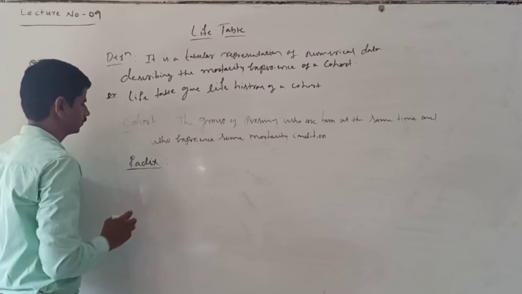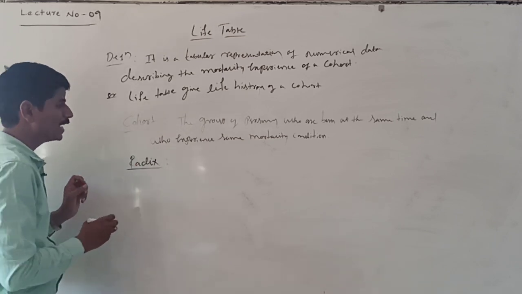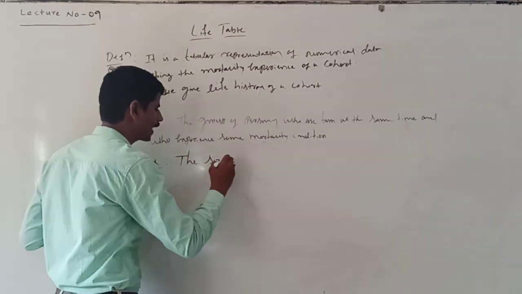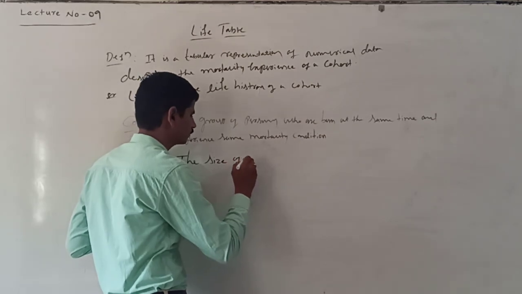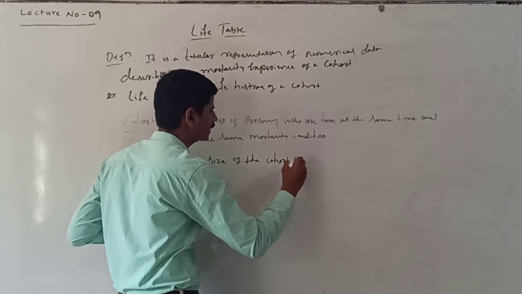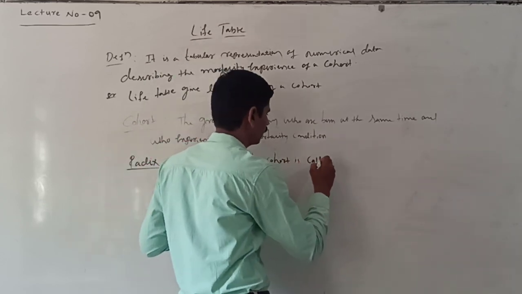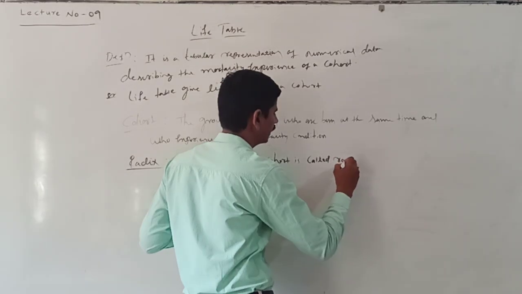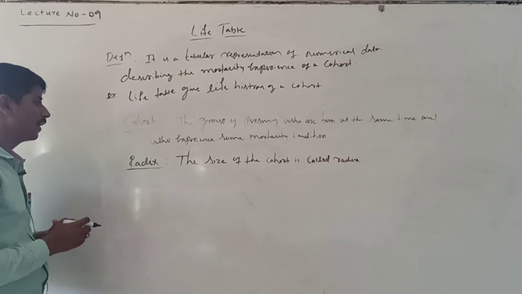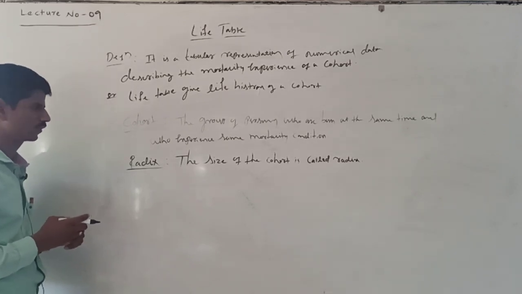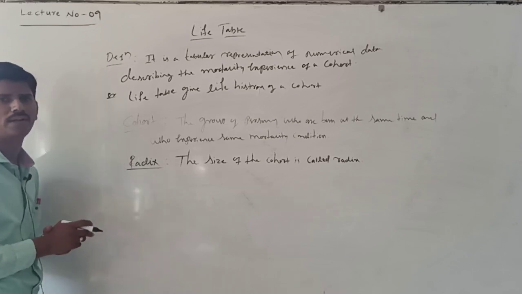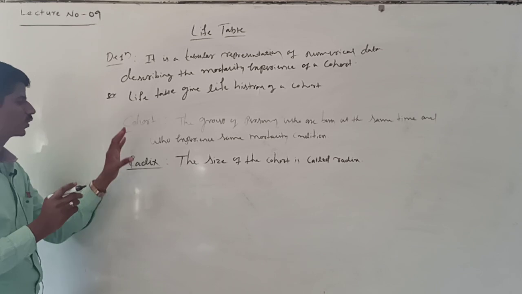Radix. What is the radix? The size of the cohort is called radix. Generally the radix size is 1 lakh. The size of the cohort is called as radix.